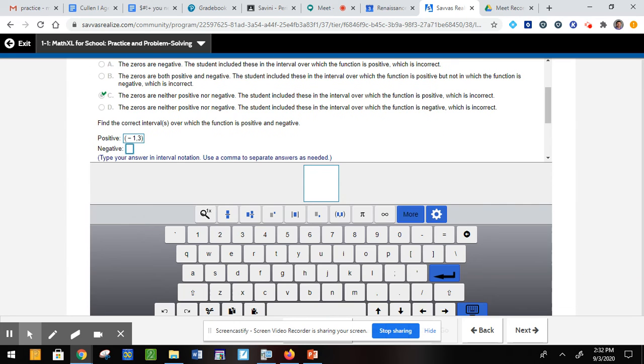And then for the negative, there's 2 intervals. So I need to type in -infinity up to -1. Remember how when there's multiple answers, you need to put a comma between them. If you don't have a comma in between your 2 answers, it will get marked wrong, even if everything else is correct.